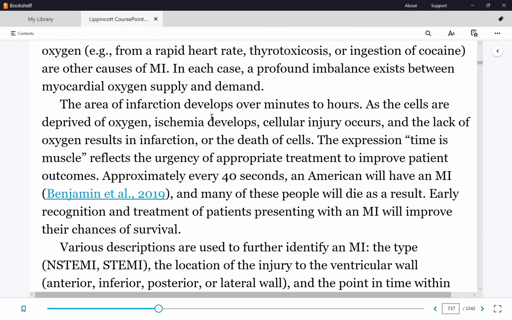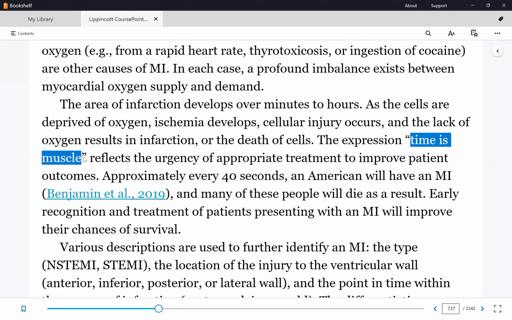So here's what happens over the next few hours. The area of infarction develops over minutes to hours. Cells are deprived of oxygen, ischemia, and then injury, and then of course death or infarction, and necrosis follows. So time is muscle applies to both stroke and heart attacks. So we need to get them to the cath lab as soon as possible.